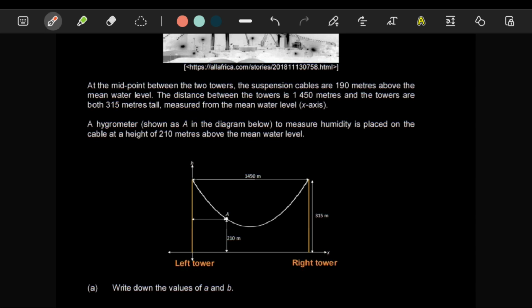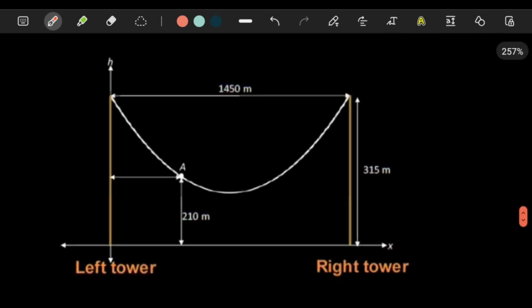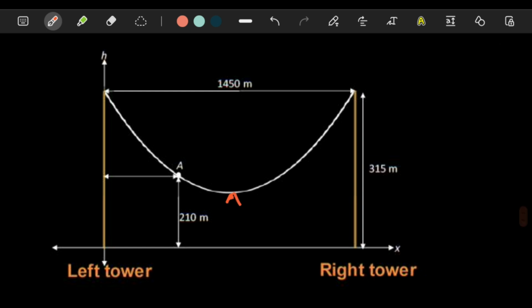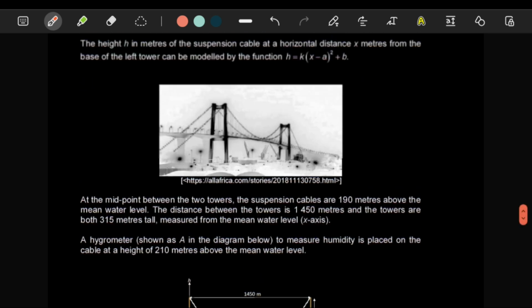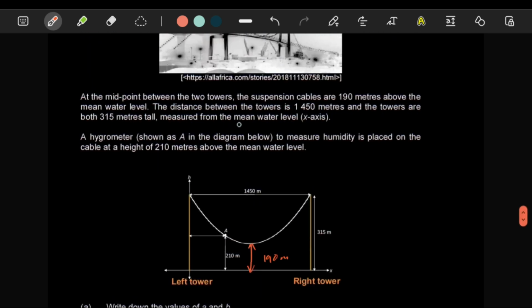So it says again the midpoint between the two towers. So this is tower 1, tower number 2. The midpoint is somewhere here, and they said this is 190 meters above the mean water level, so the average water level. And then it says the distance between the towers is 1,450 meters, and the towers are both about 315 meters tall, measured from the mean water level, which is our x-axis in this sketch.